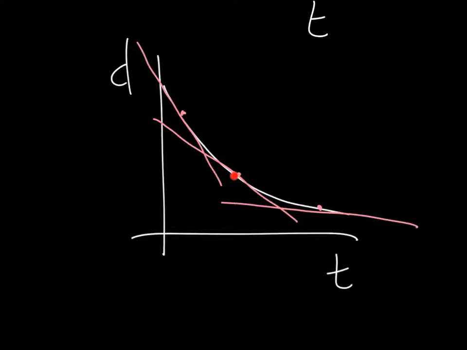My slope here? It's shallow. So is it moving as fast? No. So it's slowing down, correct? All right. So it's slowing down. So is its acceleration positive or negative? Negative.